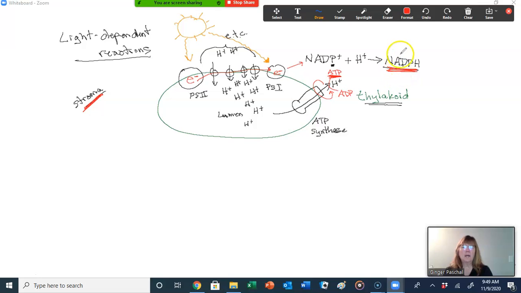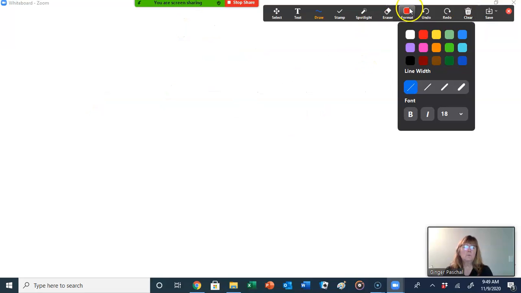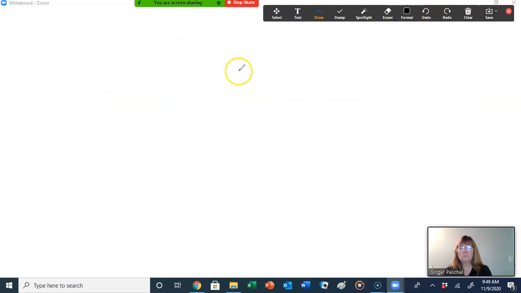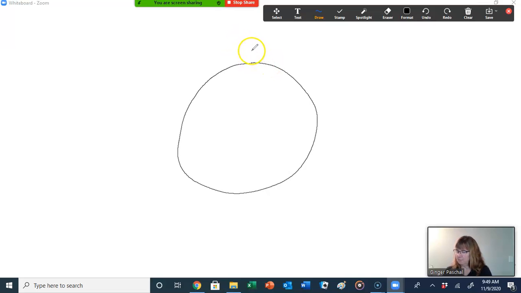So let's talk about the light-independent reaction. It's also called the Calvin cycle. The reason why it's called the Calvin cycle is because it is literally a cycle. What we start with is what we end with. So when we start the Calvin cycle, we're actually going to add in carbon dioxide. So we're going to add in CO2, and that CO2 comes from the air.